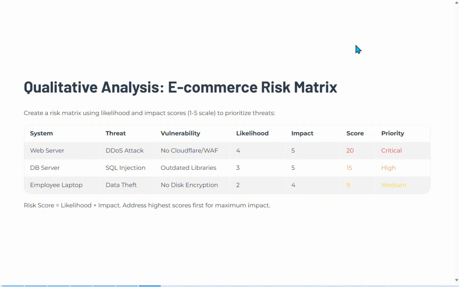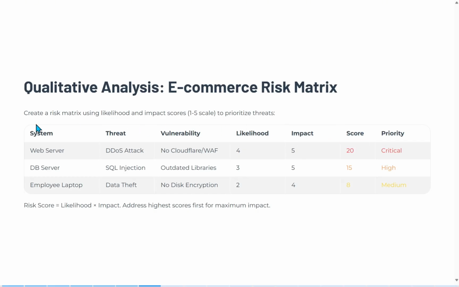The qualitative analysis for an e-commerce website, the risk matrix. So we are going to create a risk matrix using likelihood and impact, and the scale is 1 to 5 to prioritize the risk. So we have systems here: threat, vulnerability, likelihood, and impact.